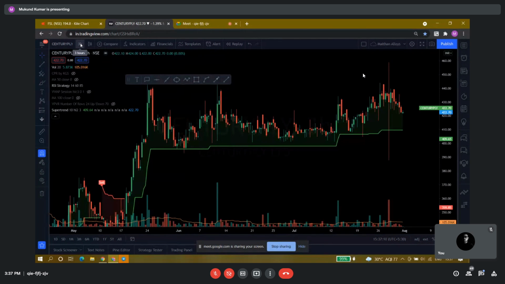Mukund, I was asking about the best way to use SuperTrend for a swing or positional trade exit point. Is 3 hours the best time frame to use for exiting a trade using SuperTrend?